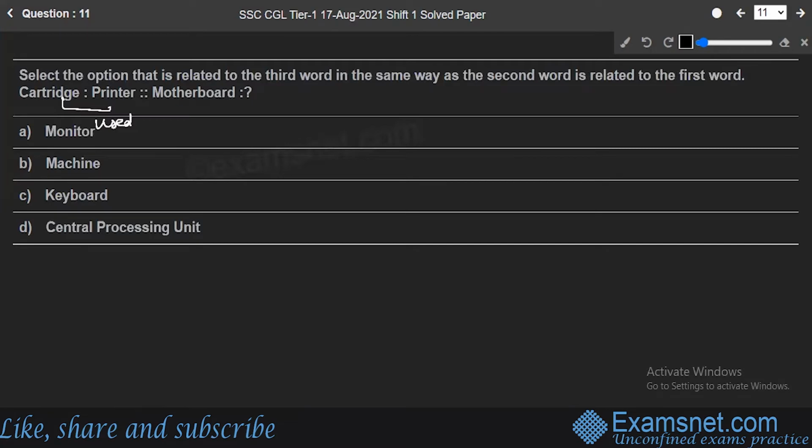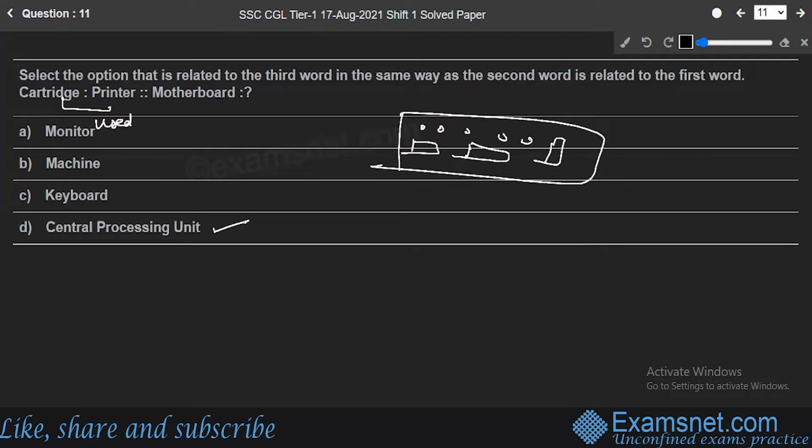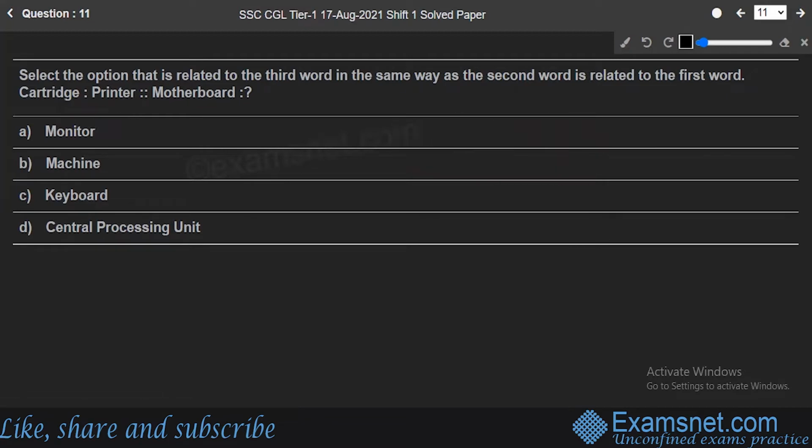Similarly, motherboard is used in the central processing unit. It is the main board in which all the other components are lying, right? So motherboard is the main component without which the CPU is actually nothing. The way the cartridge is important for the printer because it is the heart of the printer, in the same way the motherboard is the heart of the central processing unit, or the CPU of the computer. So this option D is the correct answer.